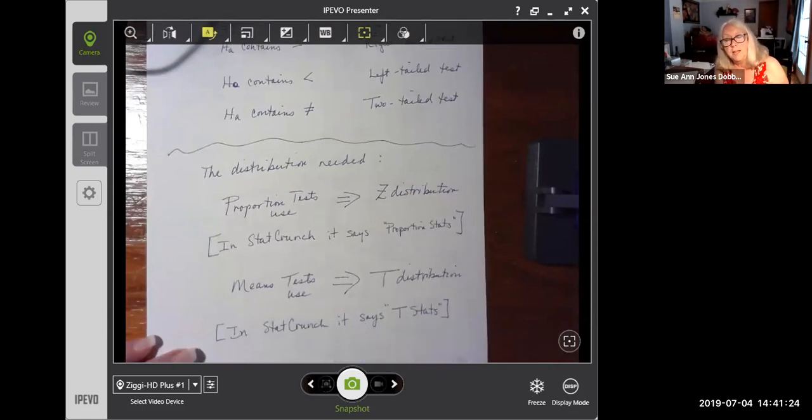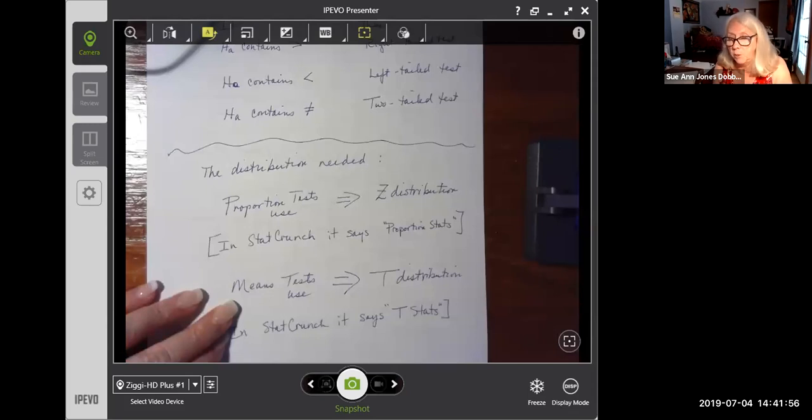Now, just like last time, there is a rare case in which a means test could be done with a Z distribution. But in that case, you would have to know the standard deviation of the underlying population, which is a very uncommon event. Therefore, we're going to just assume that all we have to go on is the sample data and its standard deviation. And in that case, we need to use a T distribution. So that's what we're going to be doing in this chapter.